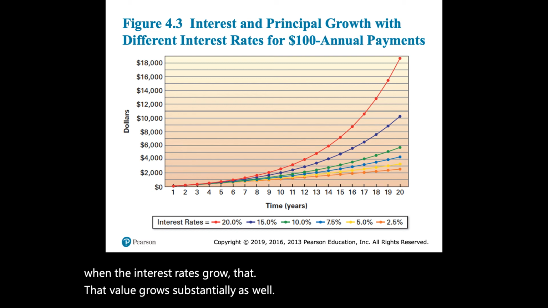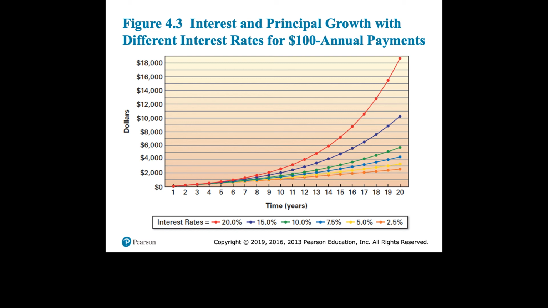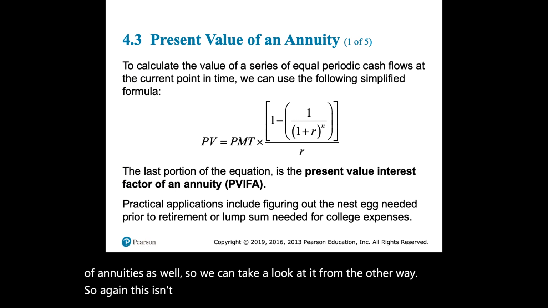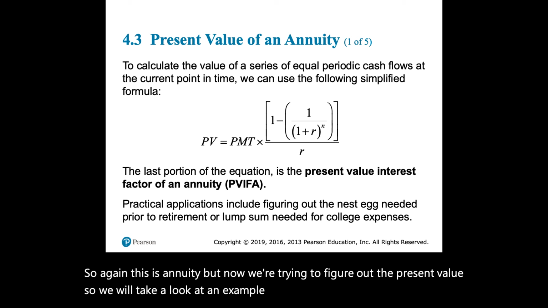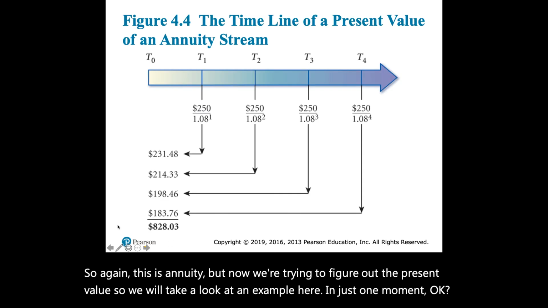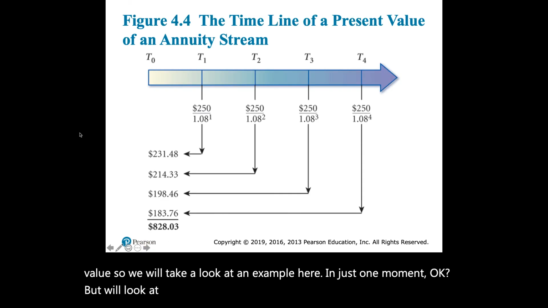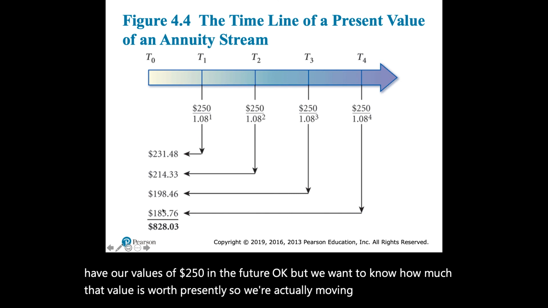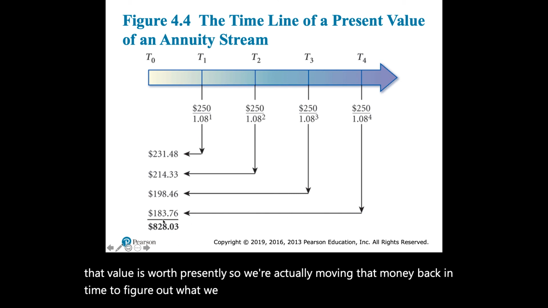So that's the future growth, but we can also figure out our present values of annuities. We can take a look at it from the other way. Again, this is an annuity, but now we're trying to figure out the present value. We'll take a look at an example in just one moment, but first the timeline. In this case, we know that we have values of $250 in the future, but we want to know how much that value is worth presently. So we're moving that money back in time to figure out what we presently need to save or provide in order to have that money in the future.